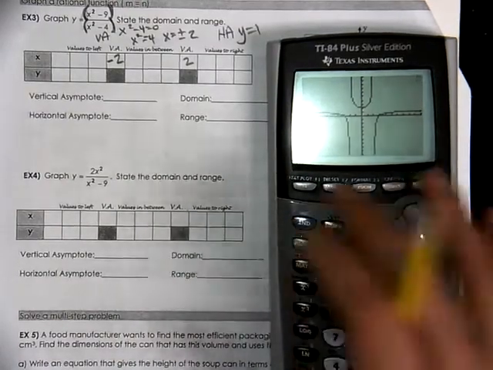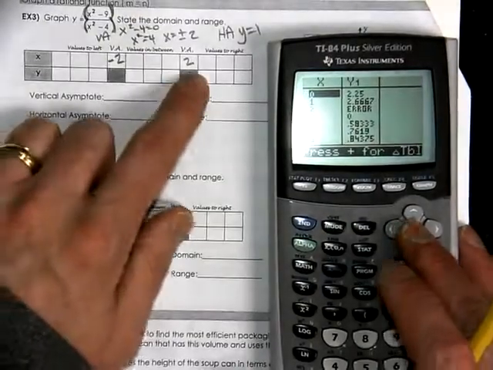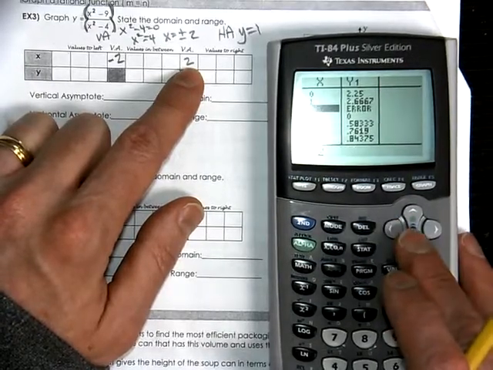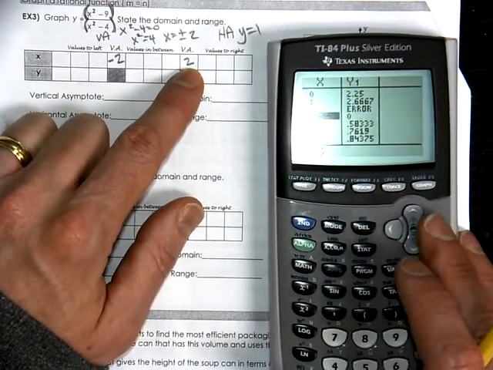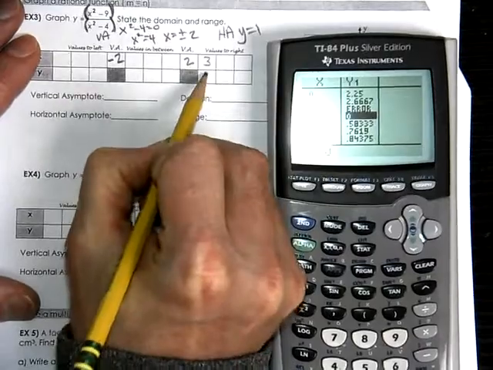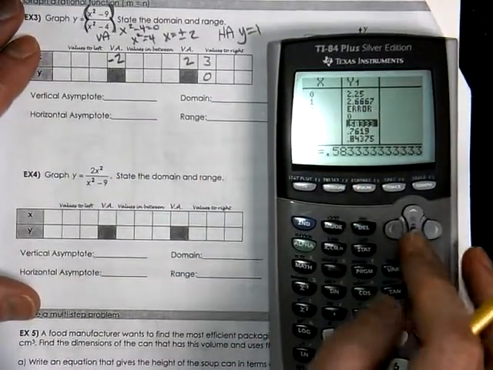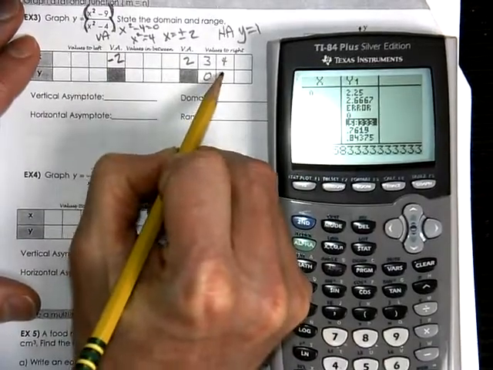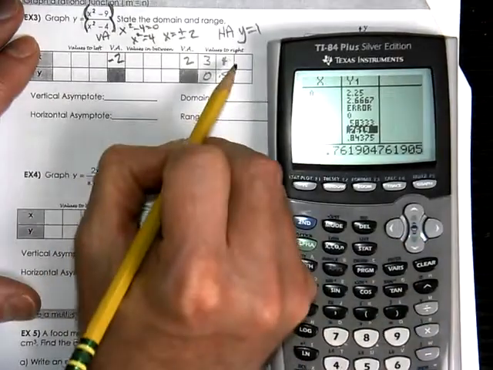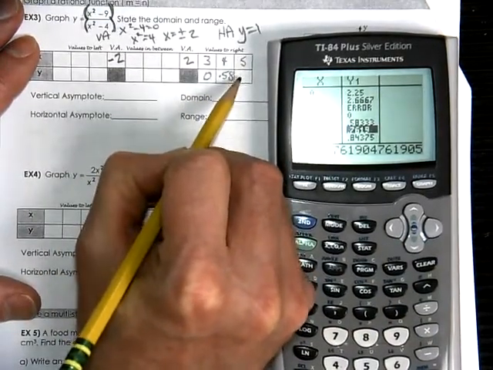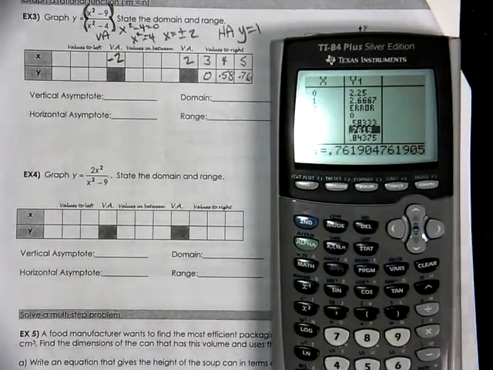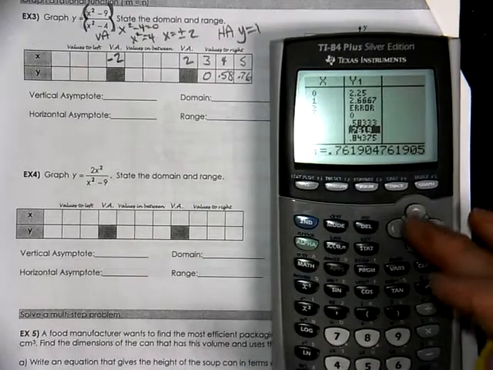So we're going to go to table. We're going to go to the 2, which has the error. That's your vertical asymptote. So now we're going to look at our points that are to the right of that. So at 3, we're at 0. At 4, we're at 0.58. At 5, we're at 0.76. You could spread it out a little bit more than that if you wished.